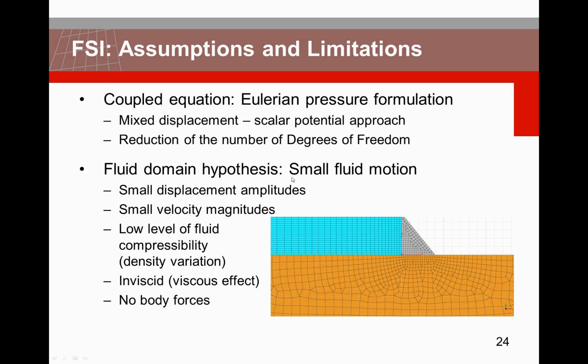What is typical in this kind of fluid structure analysis with this mixed displacement scalar potential approach is that you have small fluid motion. So this is not working if your fluid is in motion, for instance, for sloshing in tanks. At least it can do it to a limited degree, but what we expect is that there are small displacement amplitudes, small velocity magnitudes, a low level of fluid compressibility, so not much change in densities, it is inviscid, and there are no body forces in the fluid domain.